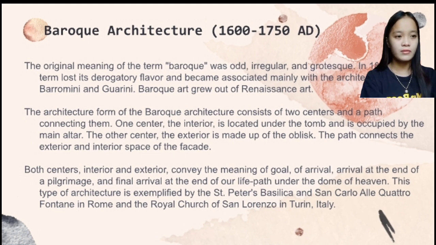This type of architecture is exemplified by St. Peter's Basilica and San Carlo alle Quattro Fontane in Rome, and the Royal Church of San Lorenzo in Turin, Italy.